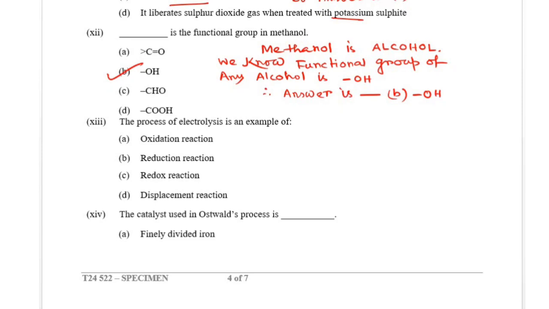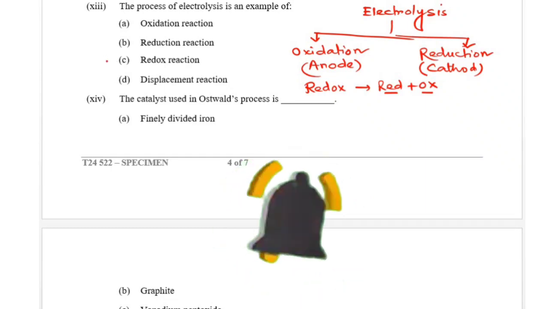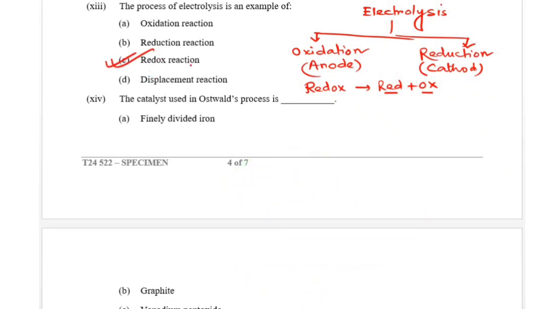Next question. The process of electrolysis is an example of. We know in electrolysis, oxidation reaction happens at the anode and reduction reaction happens at the cathode. And redox means red plus ox, where reduction and oxidation occur simultaneously. So we can say electrolysis is an example of a redox reaction. Therefore, the right answer should be option C, redox reaction.